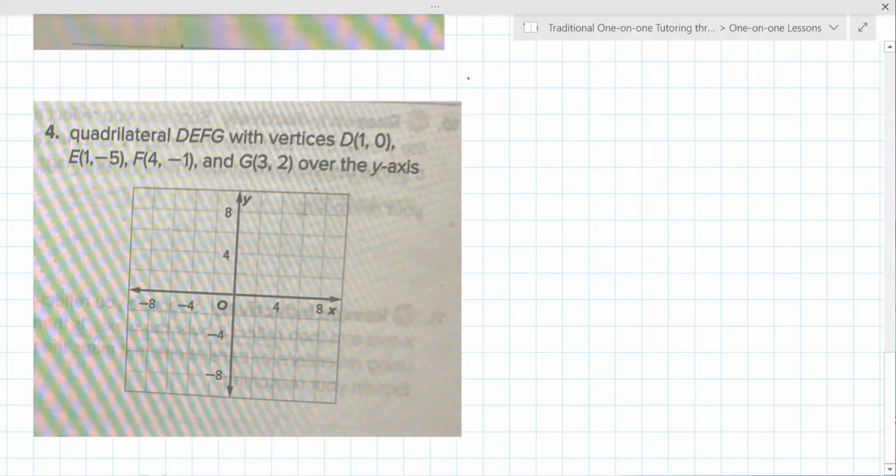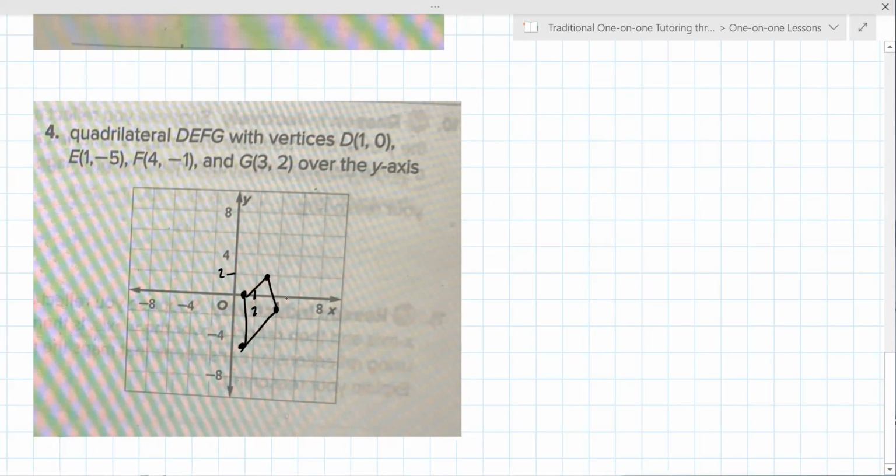So you're graphing vertices 1, 0. So again, these go by 2. That's kind of frustrating because it's hard to get right on there. 1, -5. That's there. 4, -1. That's there. And then 3, 2 is there. Okay. So some sort of a shape like this.